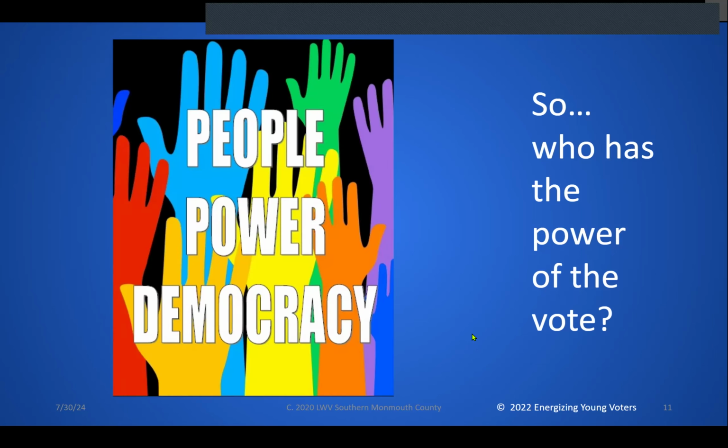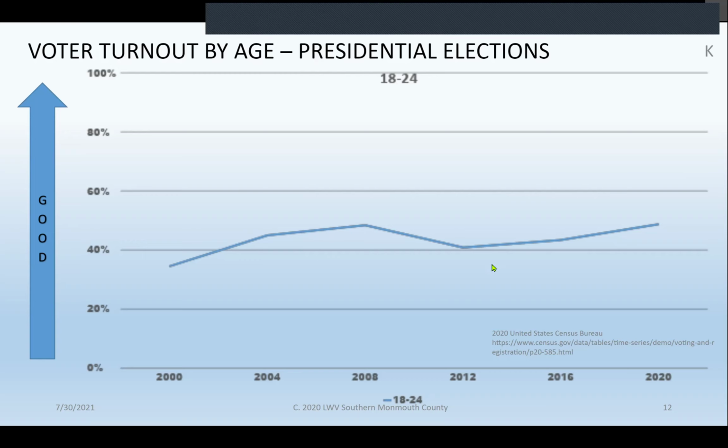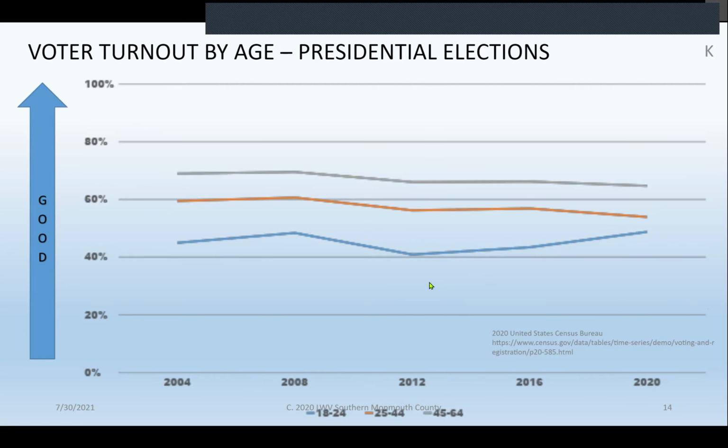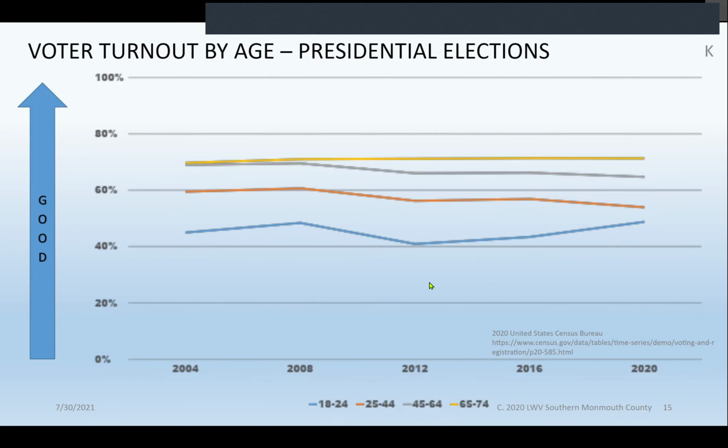So let's take a look today at who has the power of the vote. We're going to show you a series of graphs, and I'm going to go through them pretty quickly. And I want you to think about yourself and what groups you belong to and see what it says about the voter turnout in your group. So this blue line shows 18 to 24-year-olds. This one shows 25 to 44-year-olds. This one, 45 to 64-year-olds. And this one, 65 to 74-year-olds.